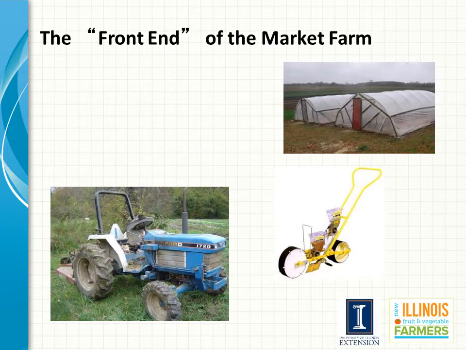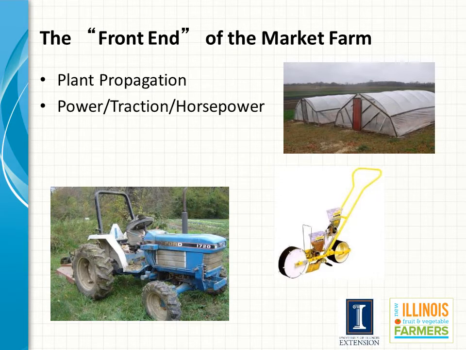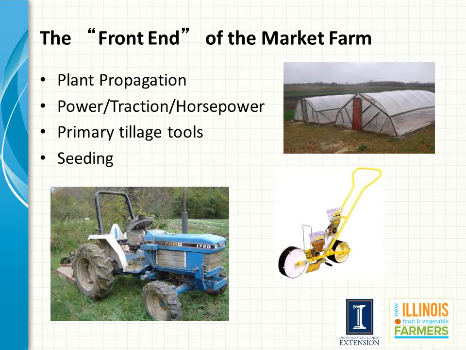We will now move on to the equipment that emphasizes the front end of the farm. These are the tools needed to start plants, prepare the ground, and physically get them in the ground. Areas include plant propagation, tractors and other power units, tillage tools, and seeding / transplanting equipment. For the sake of this session, and because these tools were discussed in the transplant session, the plant propagation tools have been excluded from this talk.